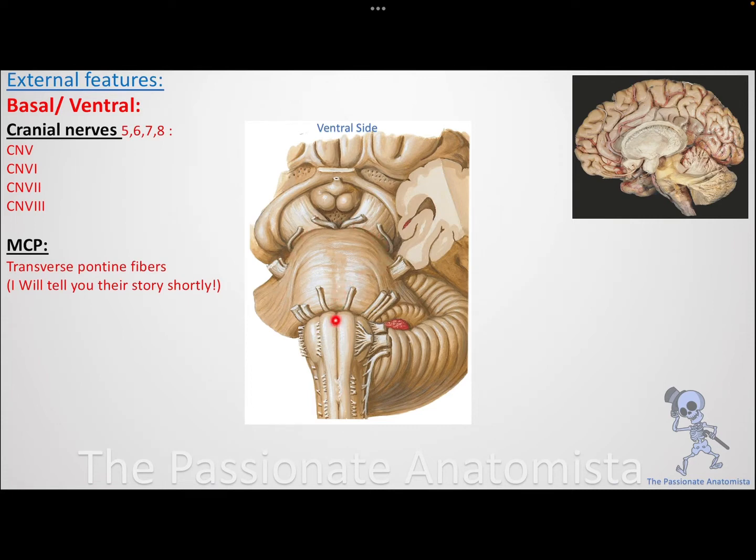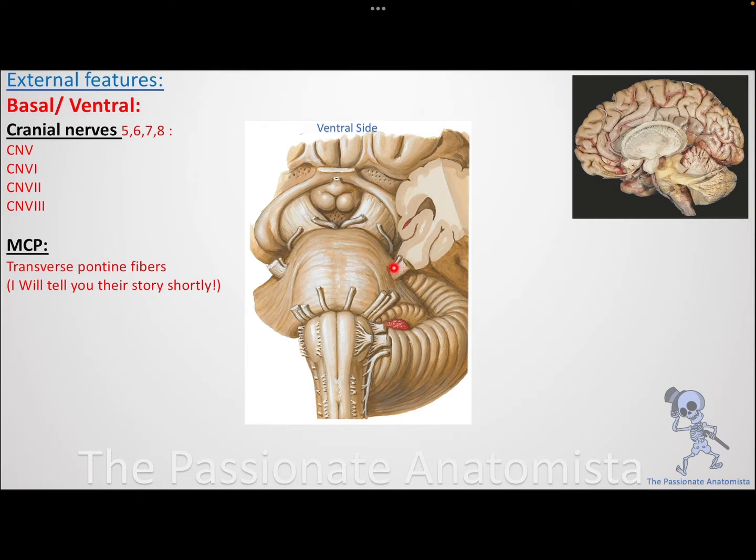If you look at the pons, and pons in Latin means bridge, you can see the bridge, and these are very important fibers between the cerebellum and the cerebral cortex, and we're going to talk about them. So these are the transverse pontine fibers. We're going to talk about the story of them shortly.